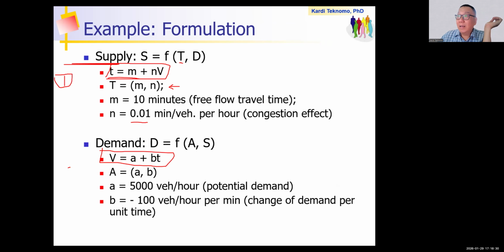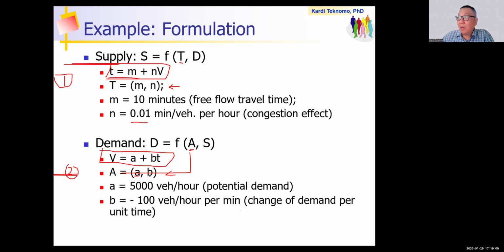In the second model, we have the demand model, which is demand as a function of activities and supply. The activity here is represented by these two parameters, A and B. What is A? A represents potential demand, whether you have travel time or not. Say T is zero, for example. T here is travel time, right? So if T is zero, A is still there. So there is 5,000 vehicles per hour potential demand.